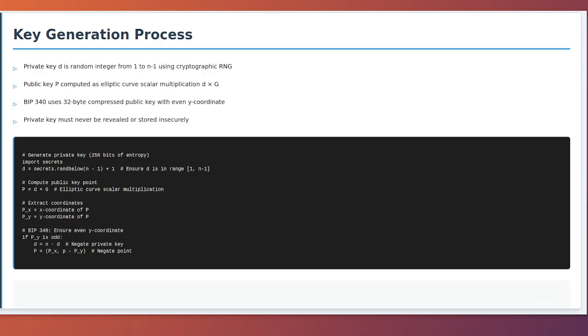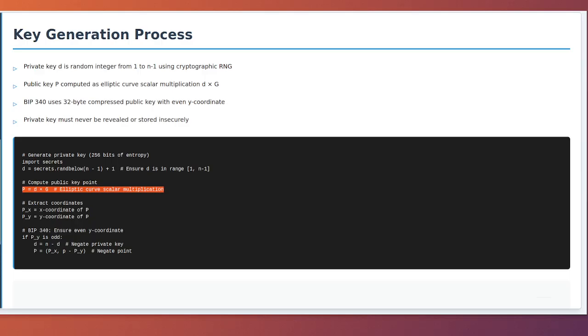Once we have the private key D, computing the public key is simply a matter of elliptic curve scalar multiplication. The public key P is computed as D times G, where G is the generator point and times denotes scalar multiplication on the elliptic curve. This operation involves repeated point doubling and point addition operations, which are the fundamental operations in elliptic curve arithmetic. Most cryptographic libraries provide optimized implementations of scalar multiplication that use techniques like window methods or NAF representations to minimize the number of operations required.